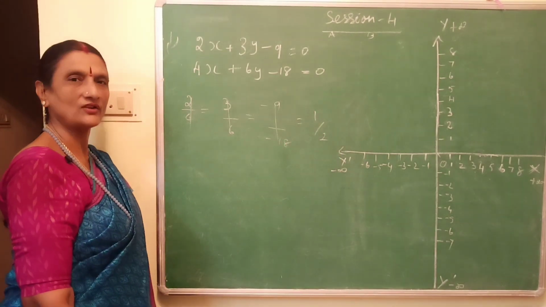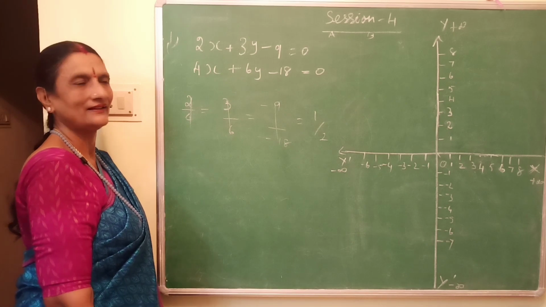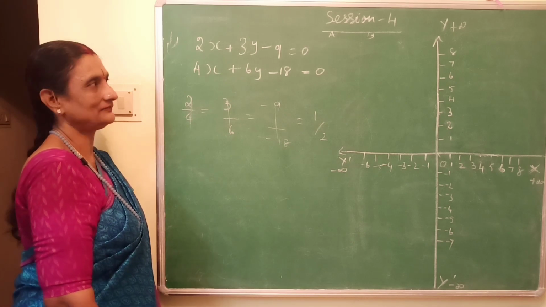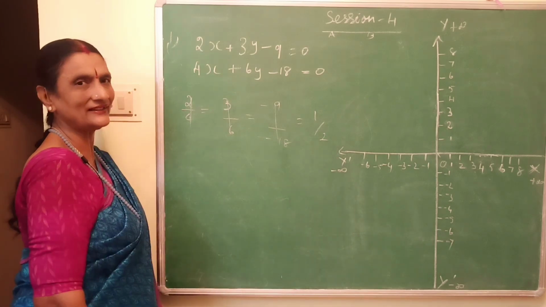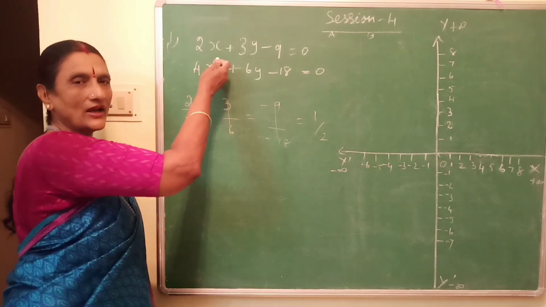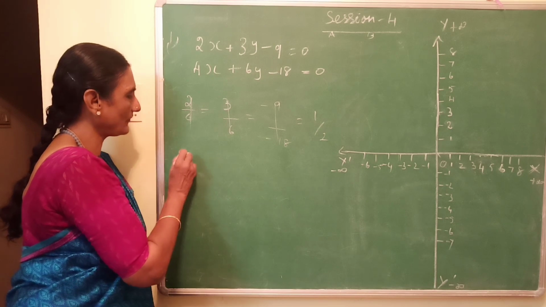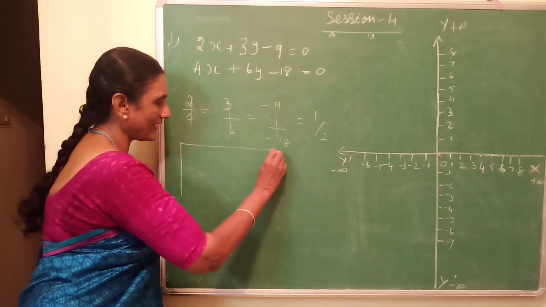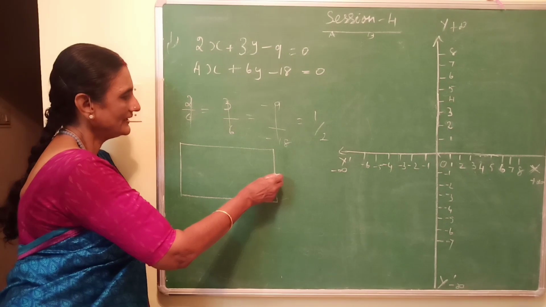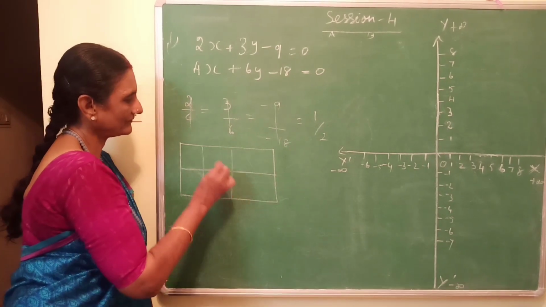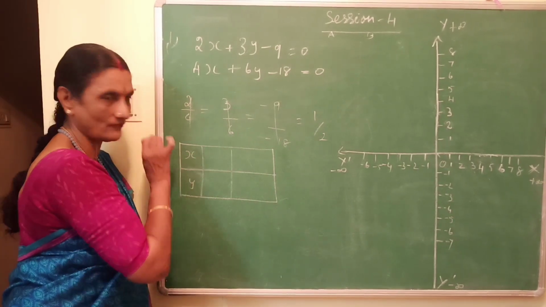Okay. Now we have to see how the equations will be represented on the graph sheet. We have to assign some values. So let me assign a value 0 for x. So as usual we have to draw the tabular columns. So let it be some value for x, some value for y.